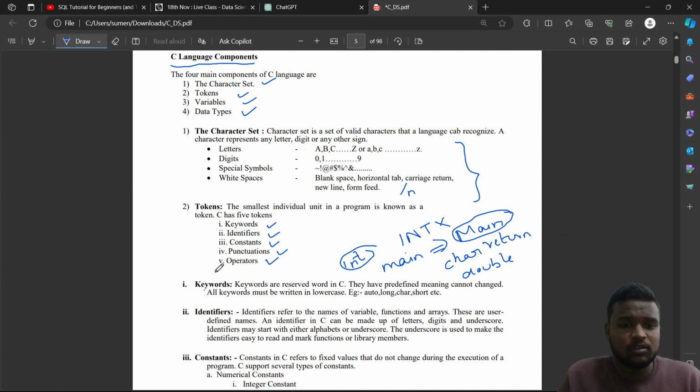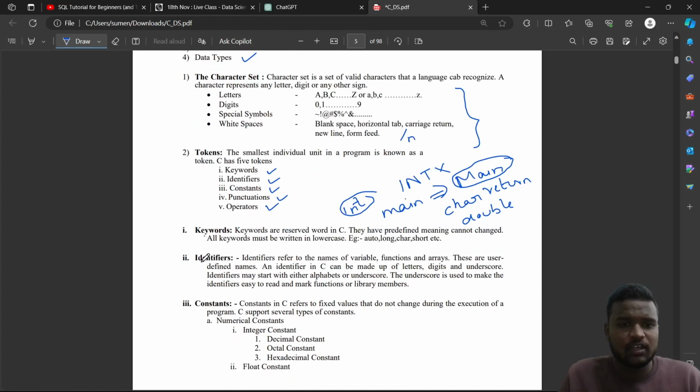That is very important. Now moving on to the next token, which is identifier. Identifier refers to the name of a variable, function, or array. These are user-defined names, and an identifier in C can be made up of letters, digits, and underscore. An identifier may start with either an alphabet or an underscore.